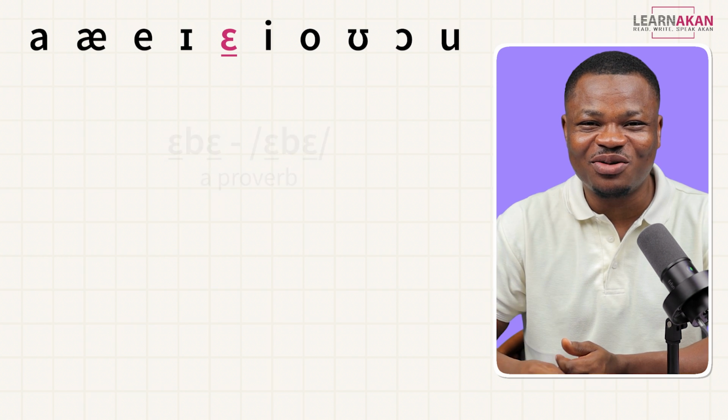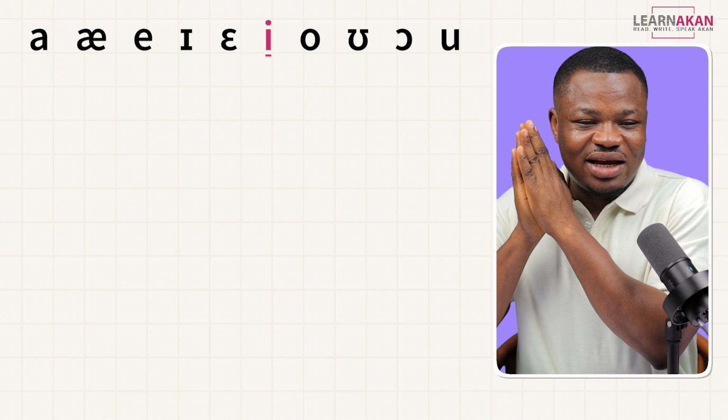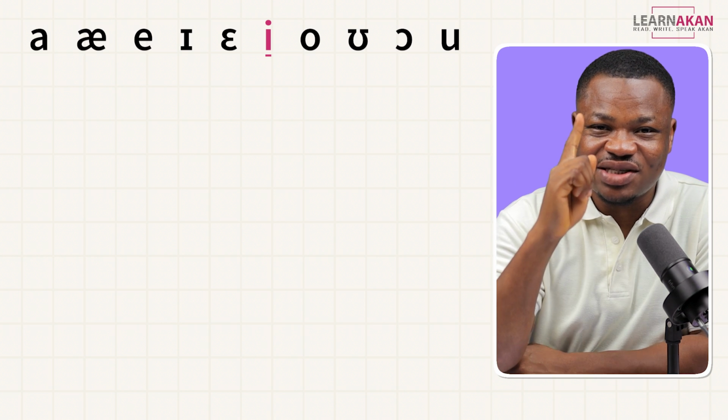Let's go to the next vowel. So we have this one, and again, this is one of the vowels in Twi that come with just a single sound.